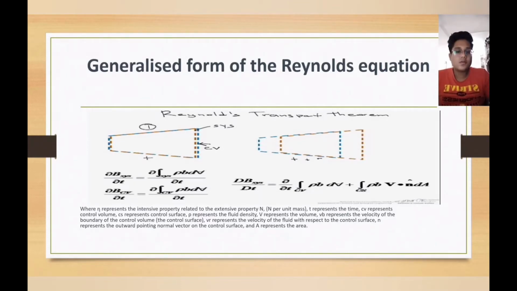They are probably the same for every equation, where eta stands for the intensive property related to the extensive property, n is per unit mass, t represents the time, cv represents the control volume, cs represents the control surface, rho represents the fluid density, v represents the volume, Vb represents the velocity of the boundary of the control volume, the control surface. Vr represents the velocity of fluid with respect to the control surface. N represents the outward pointing normal vector on the control surface. And A represents the area.